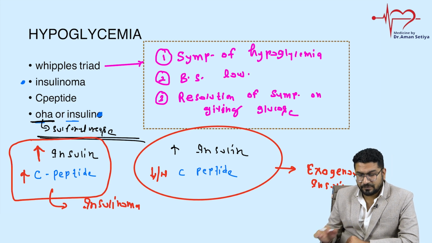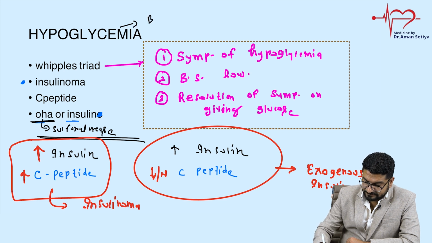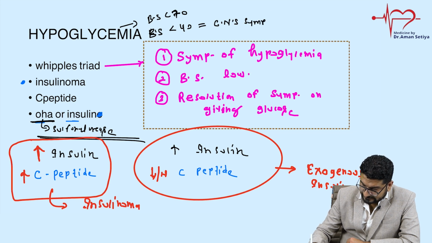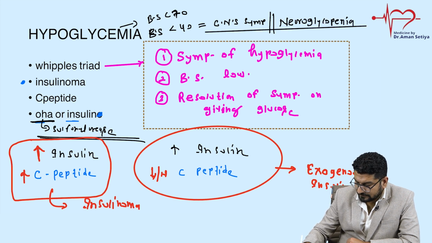Clear? Whipple's triad is very, very important. And remember, hypoglycemia is normally defined when blood sugar is less than 70, and if it is less than 40, then the patient will develop CNS symptoms. The CNS symptoms we call neuroglycopenia.